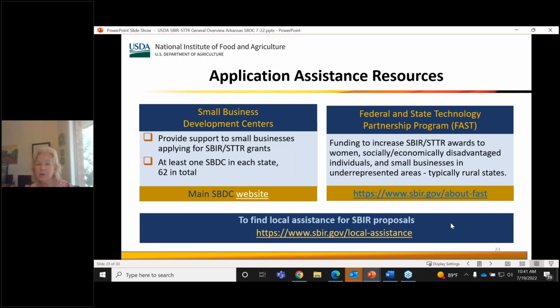And to find local assistance, down below here in the banner is the local assistance for SBIR, STTR proposals at sbir.gov/local assistance. And that is a great resource because you can go in and put in your state from a drop-down list, and it will populate all the organizations that assist people with SBIR grants.